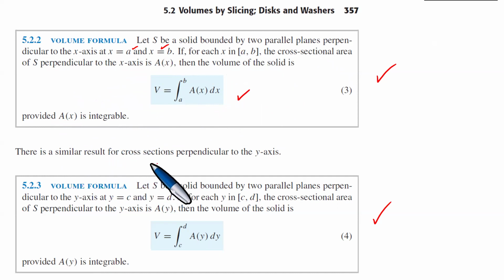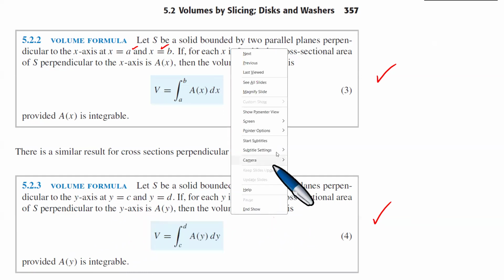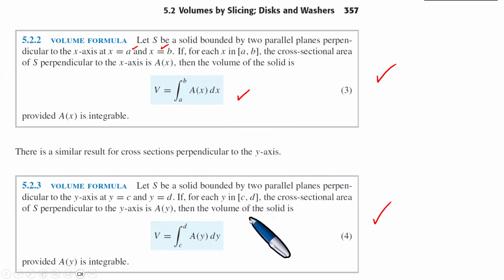There is a similar result for cross-sections perpendicular to the y-axis. Let S be a solid bounded by two parallel planes perpendicular to the y-axis at y equals c and y equals d. If for each y in the closed interval [c, d], the cross-sectional area of S perpendicular to the y-axis is A(y), then the volume of the solid is V equals the integral from c to d of A(y) dy, provided A(y) is integrable. Okay, let us continue.